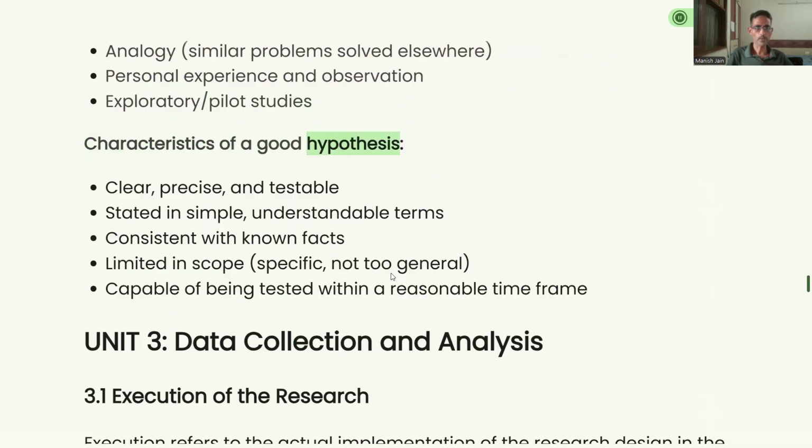Characteristics of a good hypothesis. Clear, precise, and testable. Stated in simple, understandable terms. Consistent with known facts. Limited in scope, specific, not too general. Capable of being tested within a reasonable time frame.